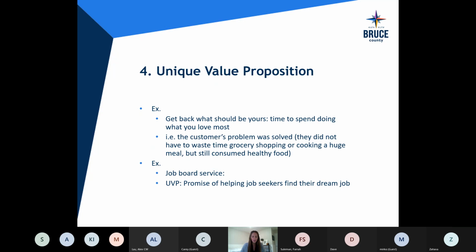What I've done there was take the problem, sorry, right here I have the customer's problem was solved. They did not have to waste time grocery shopping or cooking a huge meal, but they still consumed healthy food. So I took the solutions, being they got their healthy food and didn't have to shop, and their problem, that they are concerned about the amount of time they spend grocery shopping and cooking. So here's the unique value proposition. This is the value. Again, that's not a feature. You can't buy that. It's not on the package. It's not what they're eating. It's not the taste. It's not the price. It's the value.